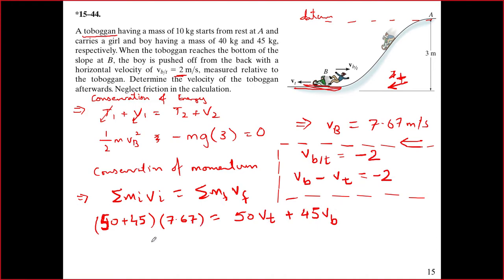So what I'm going to do is take VT from this one. Whatever we had to find, we take that. We have to find the velocity of the toboggan, so let's eliminate V boy, so that we get VT. That's going to be VT minus 2. Please be very careful about what's happening with the signs. Okay. So now I'm just going to solve it.